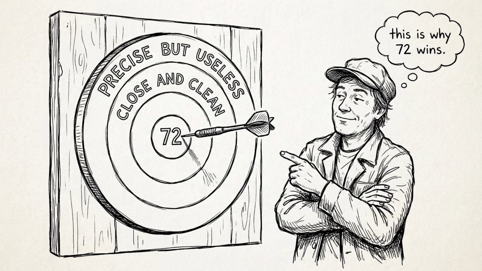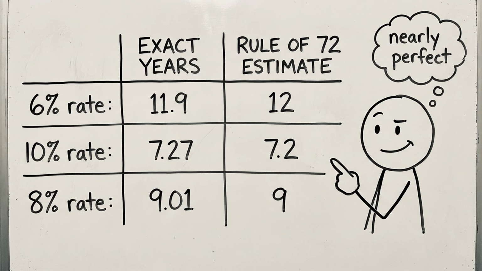This is not an approximation that gets you in the ballpark. This is an approximation that gets you within a rounding error. For any real financial decision, it is effectively perfect. Now let's apply the rule to every major investment type you might actually use.